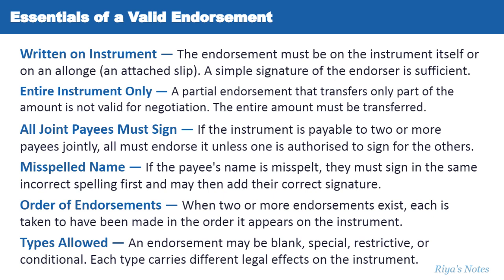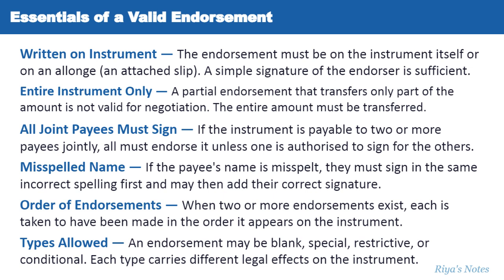Essentials of a valid endorsement. Written on instrument. The endorsement must be on the instrument itself or on an allonge, an attached slip. A simple signature of the endorser is sufficient. Entire instrument only. A partial endorsement that transfers only part of the amount is not valid for negotiation. The entire amount must be transferred.